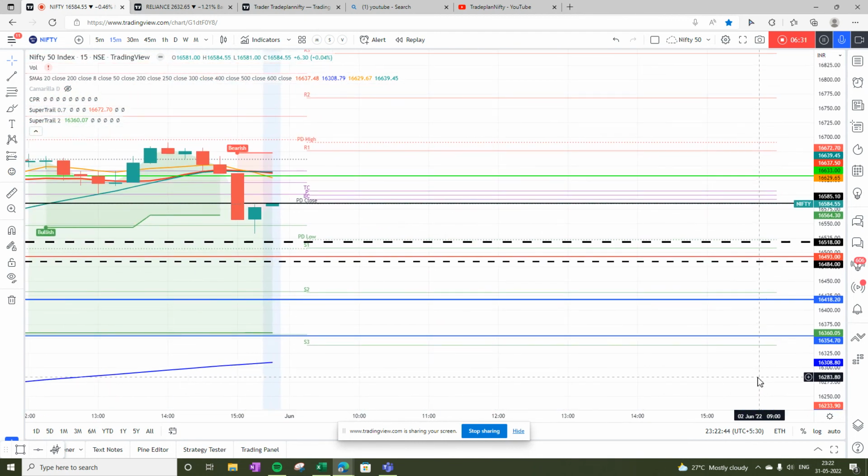So it looks like Bank Nifty is looking very weak, and if Reliance starts weakening, then 16,200 is on the cards. So for tomorrow, the trade plan is sell on rise between 16,518 and 16,599.